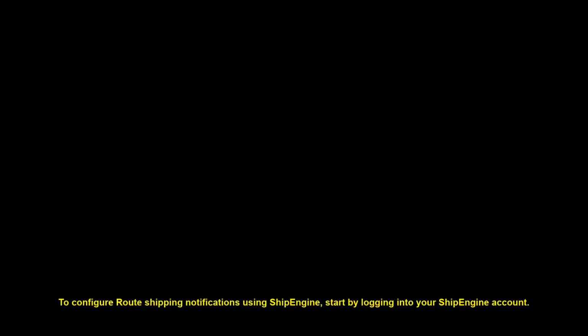To configure Route shipping notifications using ShipEngine, start by logging into your ShipEngine account. Once logged in, navigate to the account section on the dashboard. Locate the API keys tab within the account settings. Here, you will need to create a new API key if you haven't done so already.